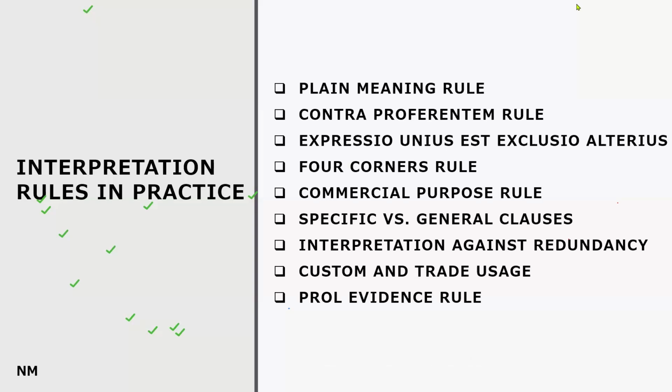The plain meaning rule, contra proferentem rule, expressio unius, four corners rule, commercial purpose rule. Likewise, there are a list of rules that are in use most of the time. The plain meaning rule means that you have to use the literal meaning given in the terms. You cannot go for specific styles. So for the legal terms, you have to go with the given meaning of the term, something like that. Okay. The contra proferentem rule is a very interesting one.